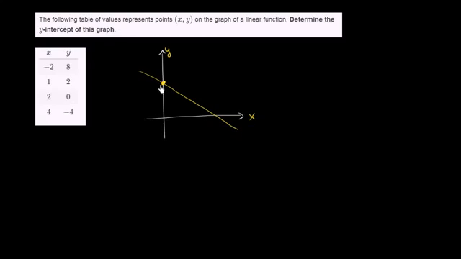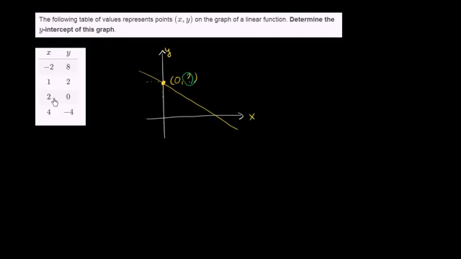Now, what do we know about the y-intercept? Well, at the y-intercept, x is going to be equal to 0. So this is the point 0, comma something. And when people are talking about what is your y-intercept, they're usually saying, what is the y-coordinate when x equals 0? So we're really trying to figure out what is the y-coordinate when x equals 0.